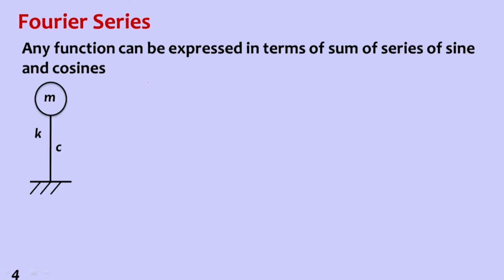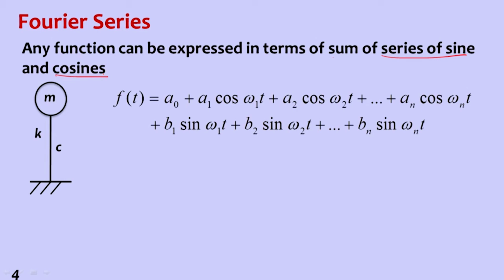So first let us discuss briefly a Fourier series. Fourier series says any function can be expressed in terms of a sum of a series of sine functions and cosine functions. So you can see a force or displacement or any signal f of t can be represented like this. a0 is a constant, then a1 cos omega 1 t, a2 cos omega 2 t, like that series, and sine. This goes up to n, so n can be any number, it can go up to infinity also.